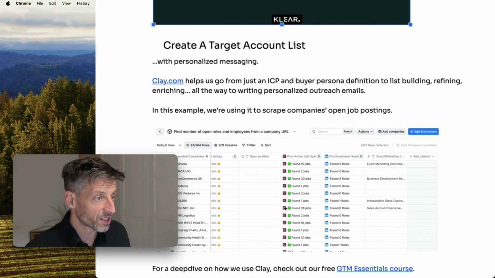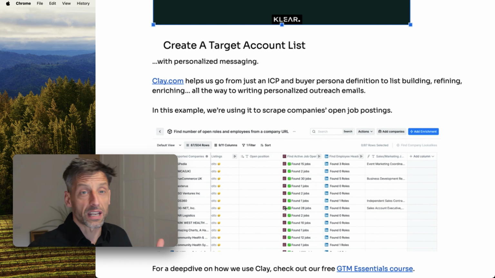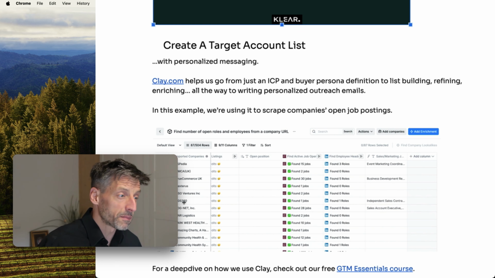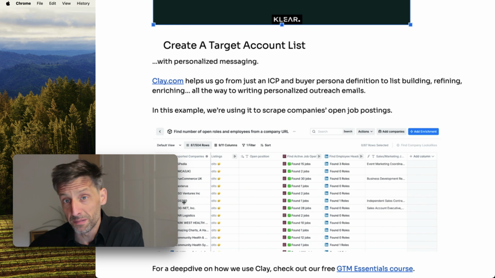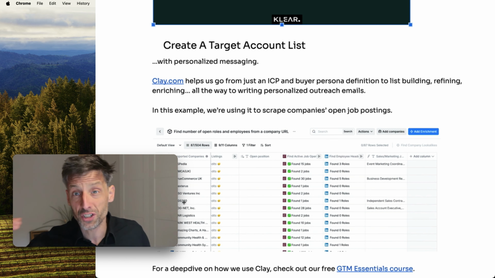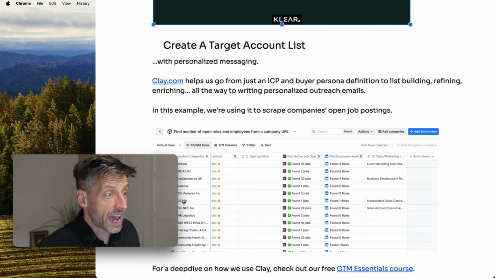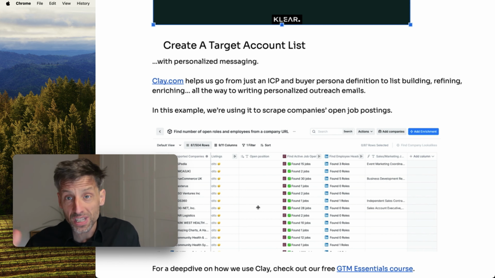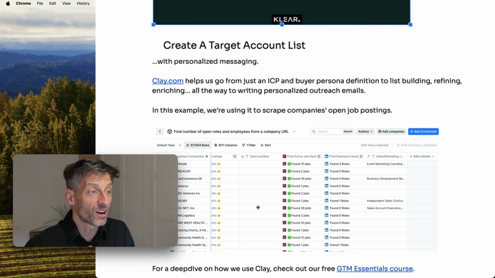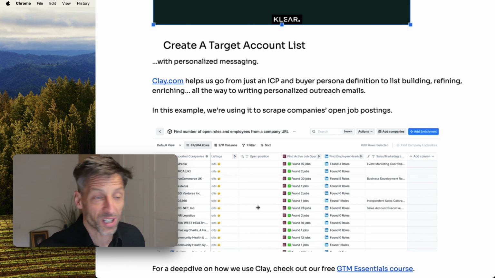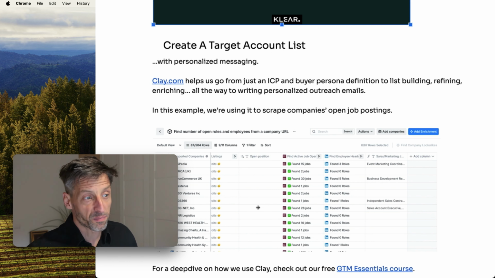And not only that, but it also helps you enrich the data. So, once you have company data, it can help you enrich company data, and then it can help you find people at those companies and then enrich their personal data so that you can actually reach out to them. And it can even help you, with the help of AI, write personalized messages based on all the data that it's enriched. So there's a lot of playing around to be done with Clay, because you can really personalize your messages and you can get super creative.